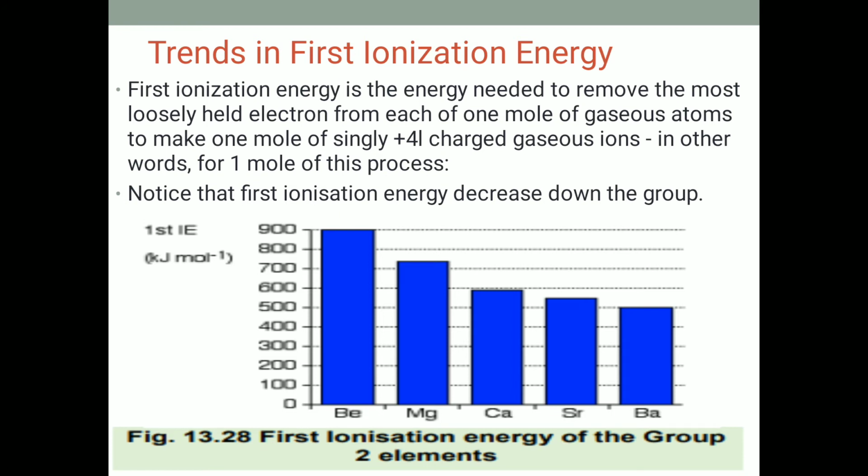Trends in first ionization energy. You can easily see here in this graph that first ionization energy decreases from up to down, that is, from beryllium to barium.